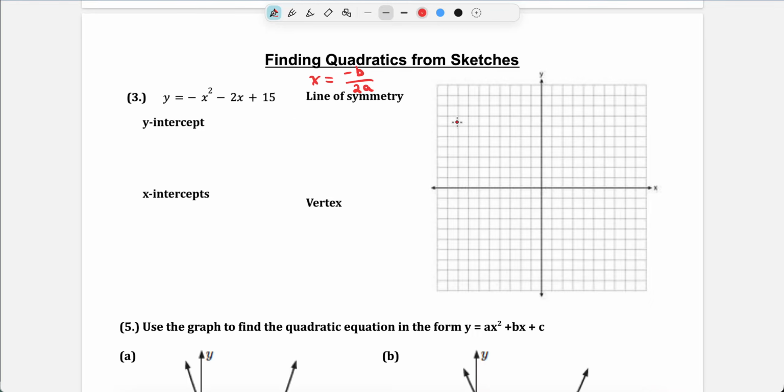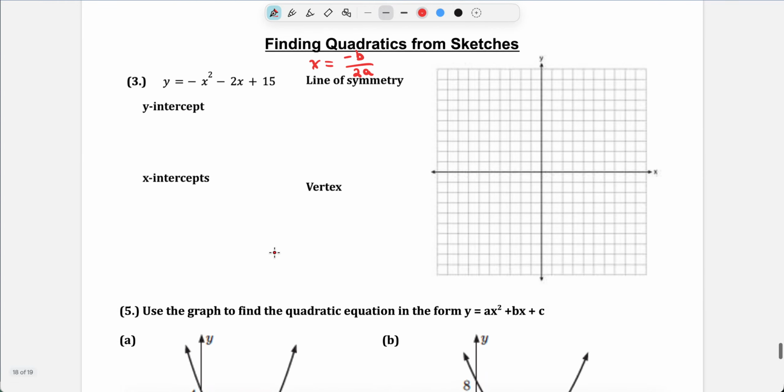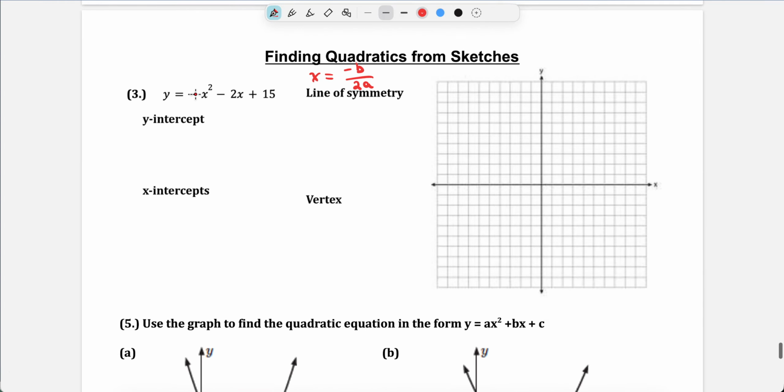All right, everyone, we're going to get some practice today finding quadratics from the sketches. So that's what we're going to do on the second half of this video. The first half, we're going to get some more practice with the given quadratic here in standard form, and we just need to go ahead and get a quick sketch of that.